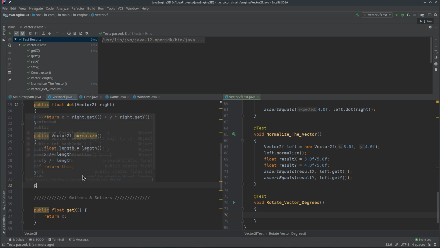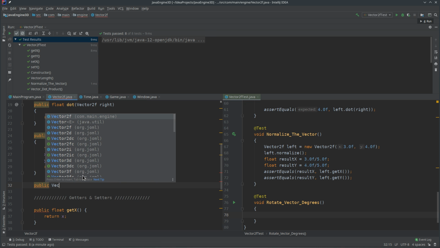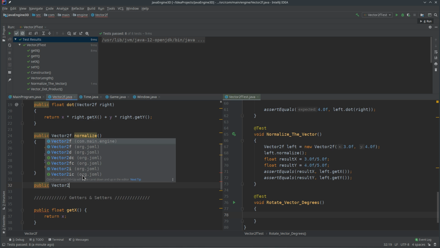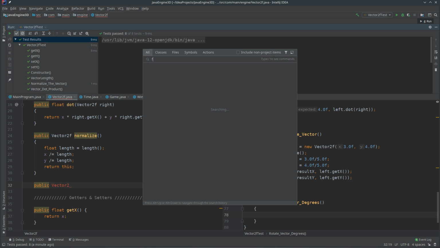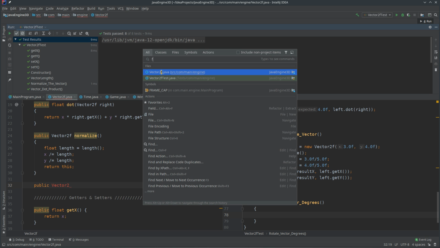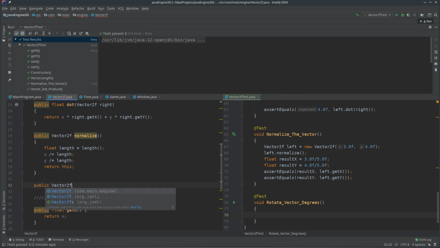Public. For rotating, we'll need a Vector2f to be returned again. So we'll have to split it as we did last time, I guess. Where's my f gone? Oh, I pressed control by accident. Whoops, f, thank you.